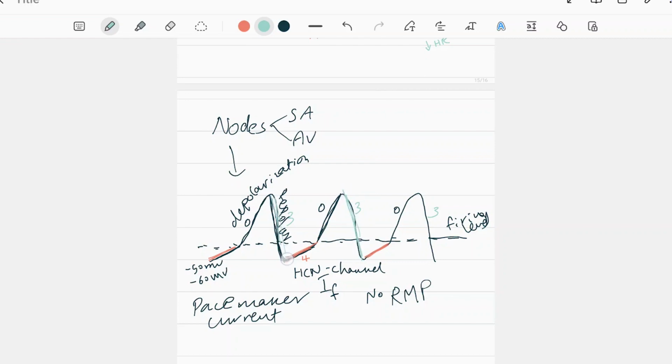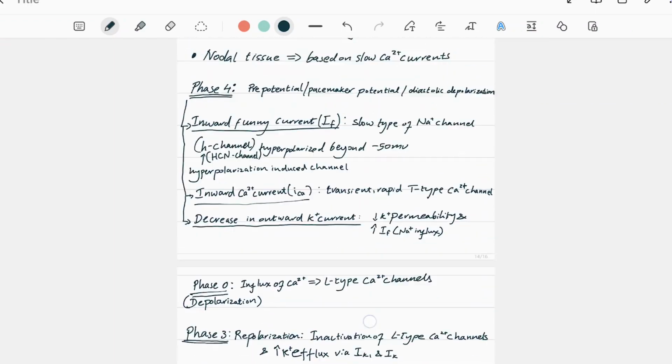Phase 4 is red, phase 0 is black, phase 3 is green. Please pay attention: 4, 0, 3. Whereas 1 and 2, ignore them. They don't exist here. Phase 4 is where we have the funny current. Phase 0 is where we have proper depolarization, though it's not as steep as in the cardiac muscle. You could see the slope is not that steep. And phase 3 after that. So what's happening over here?